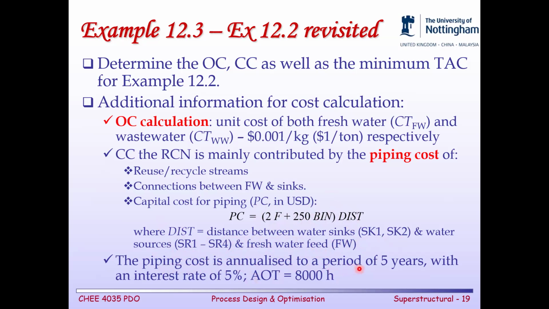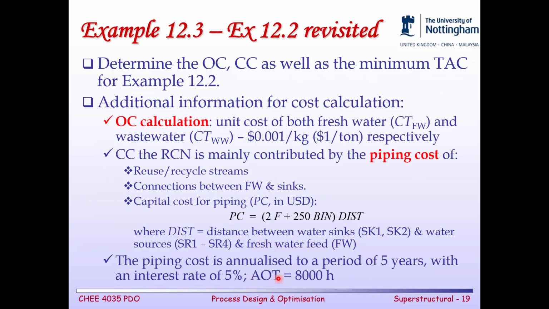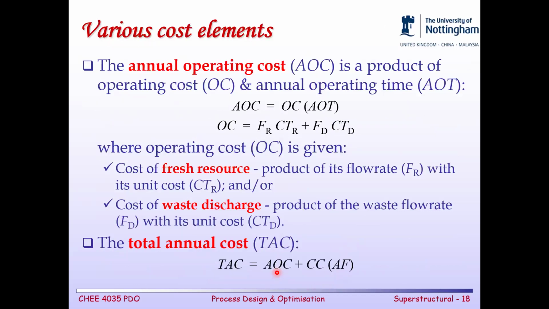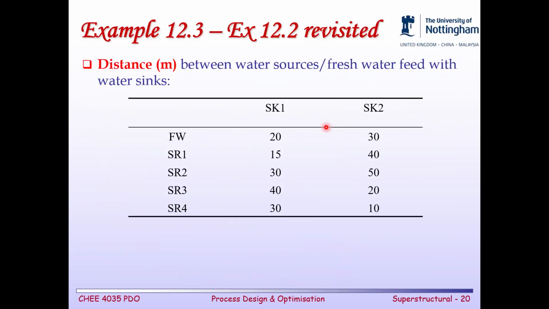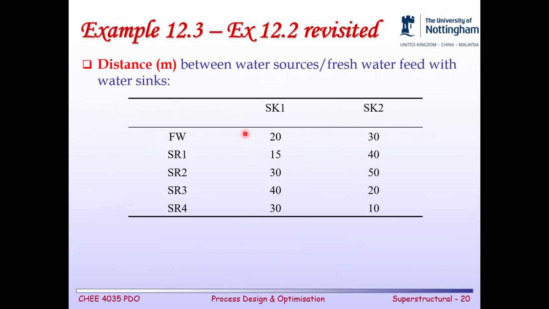And also another data is the annualizing data, which is a period of 5 years with an interest rate. So you have to use this formula to calculate the annualizing factor. And the annual operating time is 8,000 hours. So this will go into that one. As for the data on the distance, here it is. Let me correct myself. There's no piping requirement to the wastewater based on the data. So we only have the distance between the sink, the fresh water, and the sink and the sources.